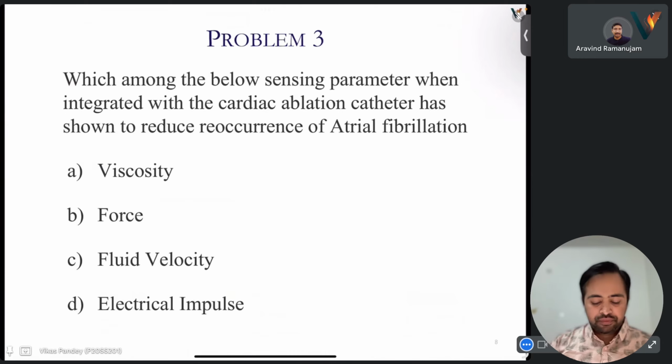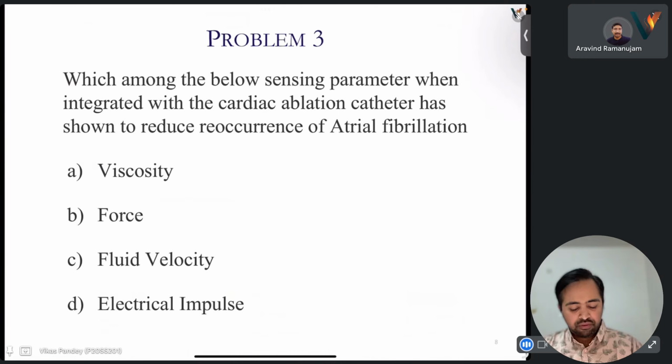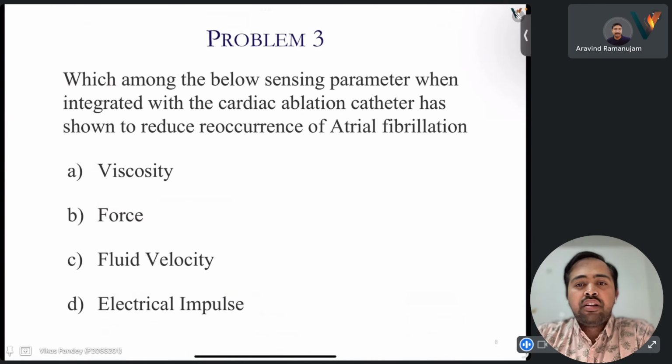Yes. So, next question. Which among the below sensing parameters, when integrated with a cardiac ablation catheter, has been shown to reduce reoccurrence of atrial fibrillation? In short, we want the ablation to be very perfect, neither too much nor too little. So which of the following parameters, if measured along with the ablation, will help us reduce this reoccurrence?